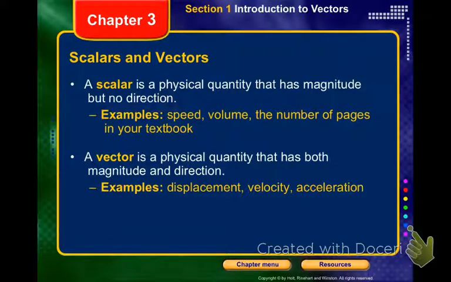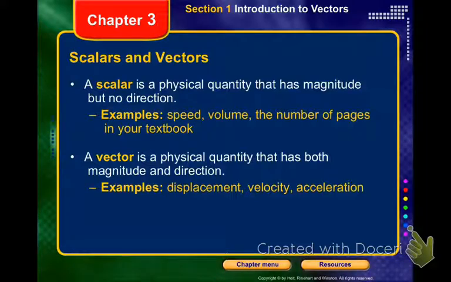Scalar refers to anything that has magnitude only and it doesn't refer to direction. So if we ask for speed as compared to velocity, speed is a scalar. Velocity is a vector because velocity would show you direction. If you said you're going 45 miles per hour, that is speed. But if you said I'm going 45 miles per hour north, then that also shows direction, and that would be velocity. So you can see the difference there between a scalar and a vector.